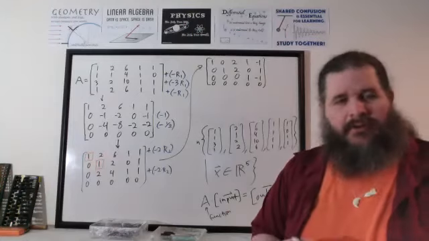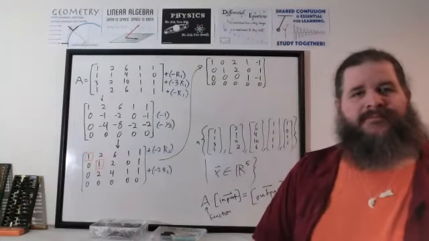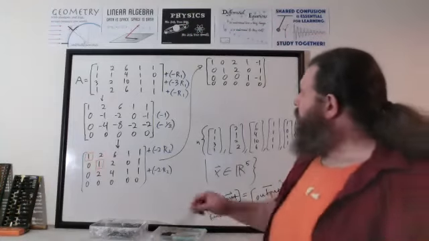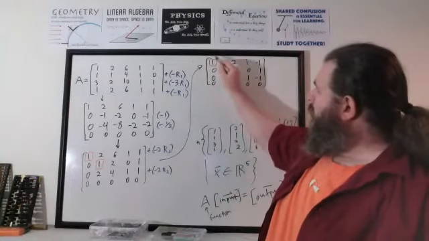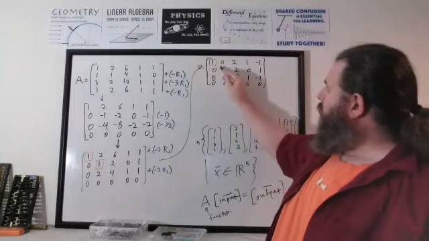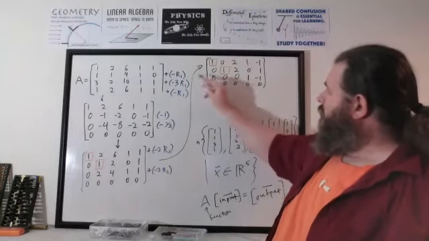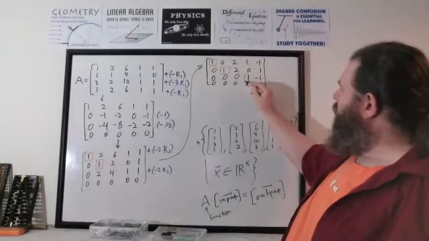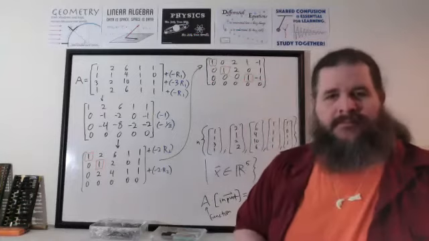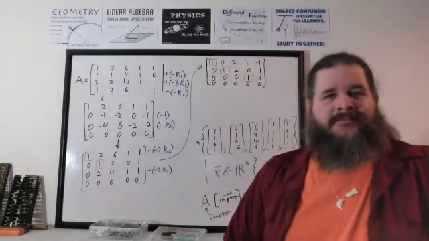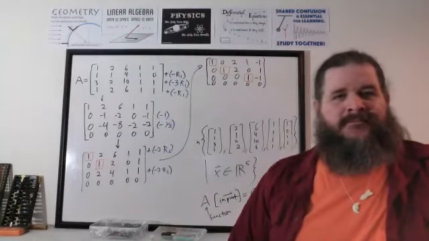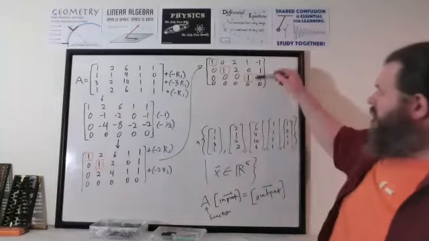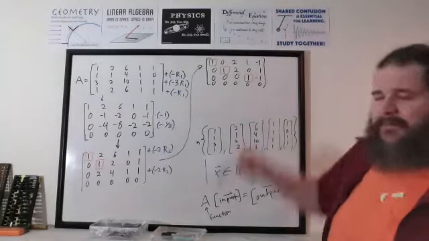Is this now in reduced row echelon form? Not quite, because this first row has a pivot that's a 1 and alone in its column. The second row has a pivot that's a 1 and alone in its column. But what's wrong with the next pivot? There's a number above it. Yeah, it's not alone in its column. It's got this non-zero number above it.